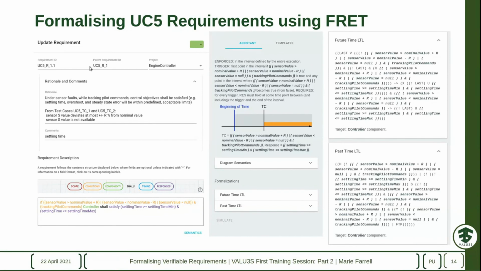Now I did mention this briefly, but I didn't show an example earlier. Under formalizations down here, FRET has an LTL semantic, so it produces future time and past time LTL. And if you click on those, this is what it gives you. Although they don't look very nice here, and I'm not going to explain what every single symbol means, the LTL is useful for translating to different tools. If you wanted to use a model checker, for example, FRET can export these LTL semantics depending on which kind you want.